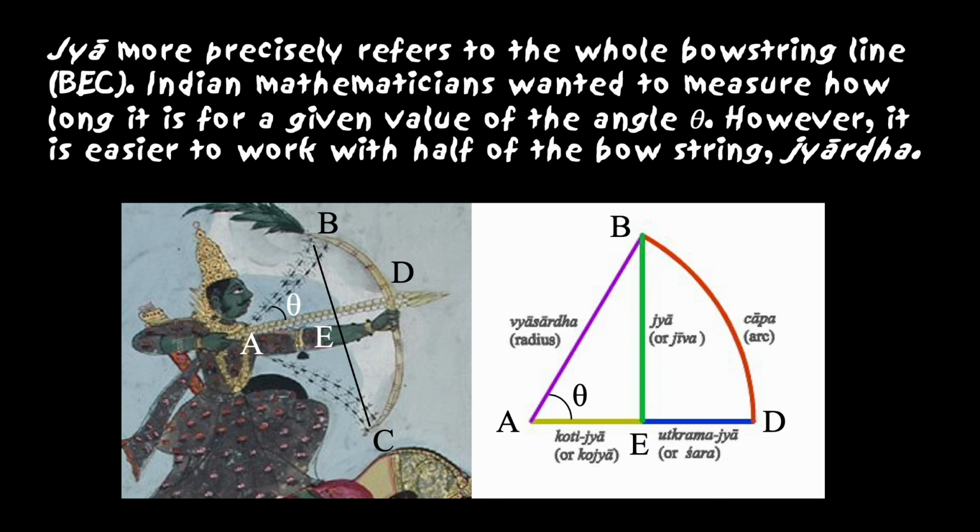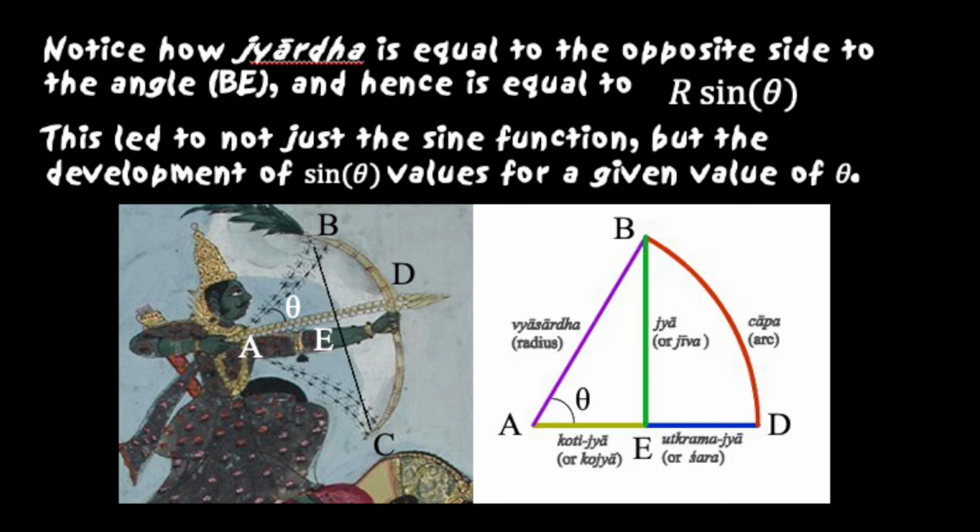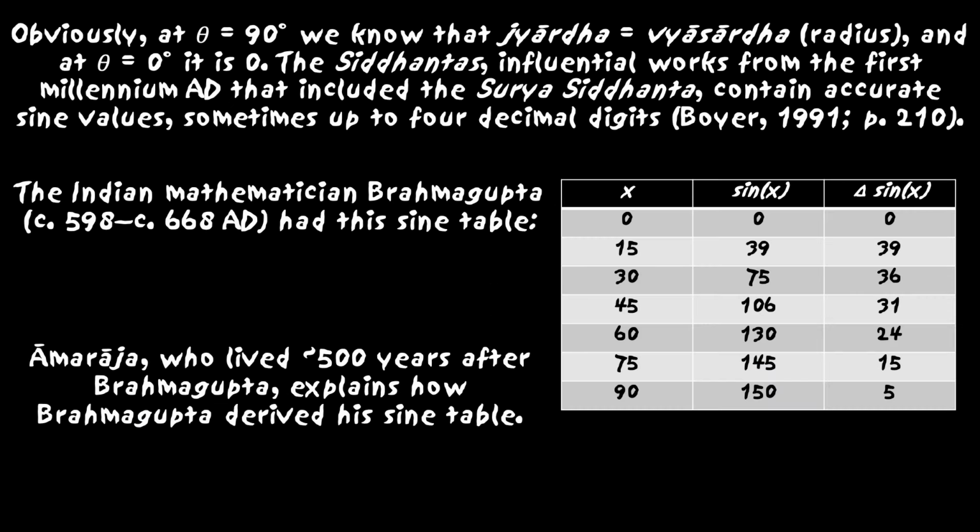They wanted to find out how long Jyarda was for a given value of theta, or how far you stretch the bowstring back. This led to the development of not just the sine function, but also sine theta values and tables. The Indian mathematician Brahmagupta, who lived in the 7th century CE, was known for this sine table, which Amaraja would explain 500 years later.